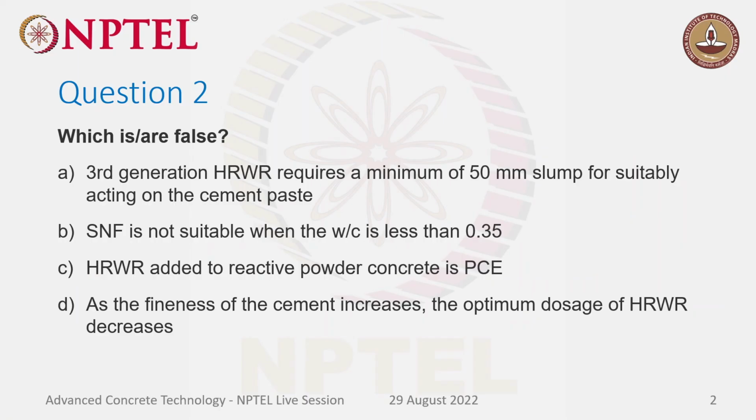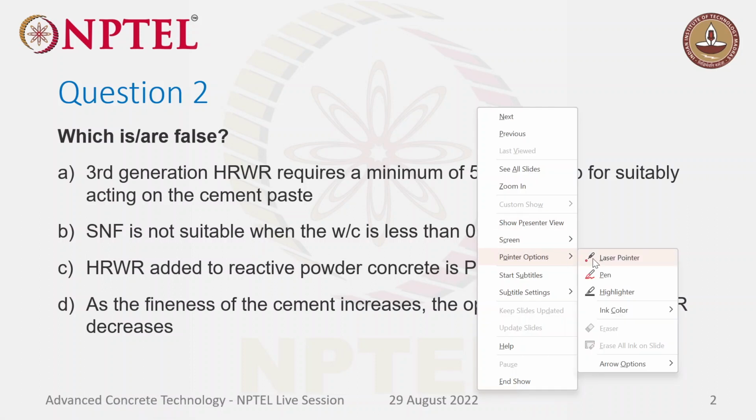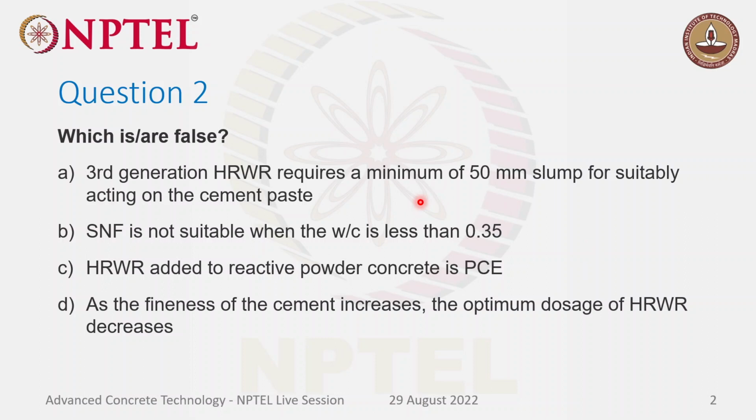So, let me take the pointer. We all know that third generation high range water reducing admixtures like PCE will even work on zero slump concrete, a very harsh concrete. Even if the slump is zero, it can work. So the first statement is wrong. Coming to option B, yeah, it's true. SNF works from 0.35 to 0.4 water to cement ratio range, so it's true. Coming to option C, yeah, it's true because reactive powder concrete will not have any slump and the water to cement ratio is also very low. So obviously, option C is true.